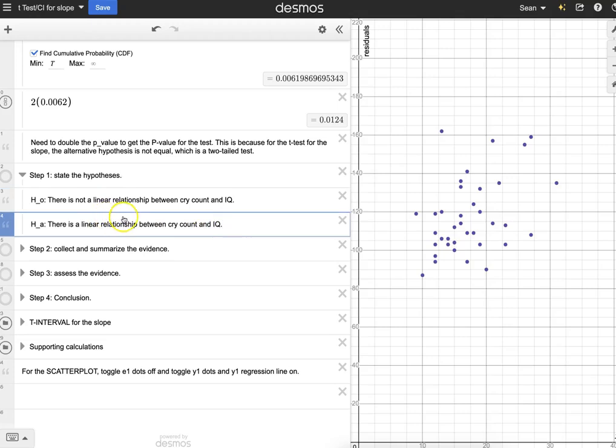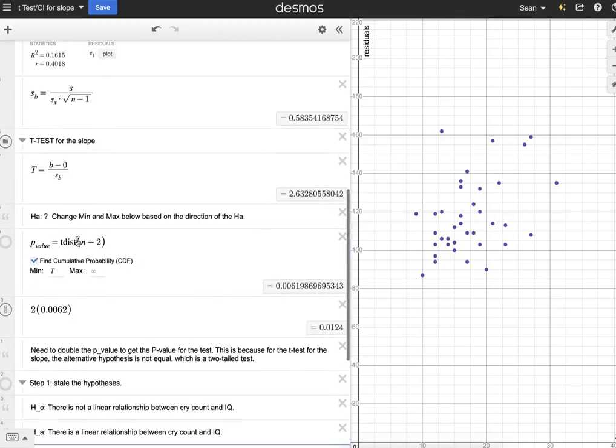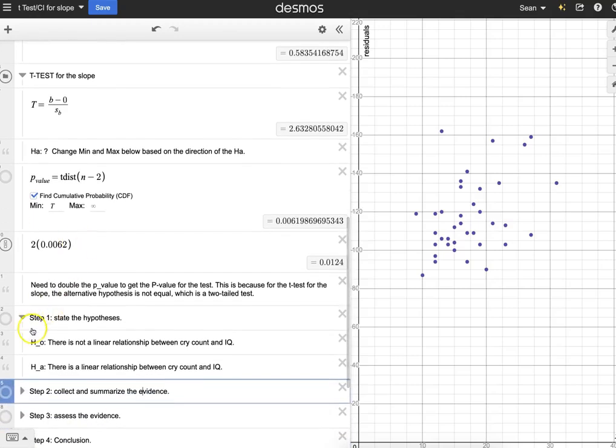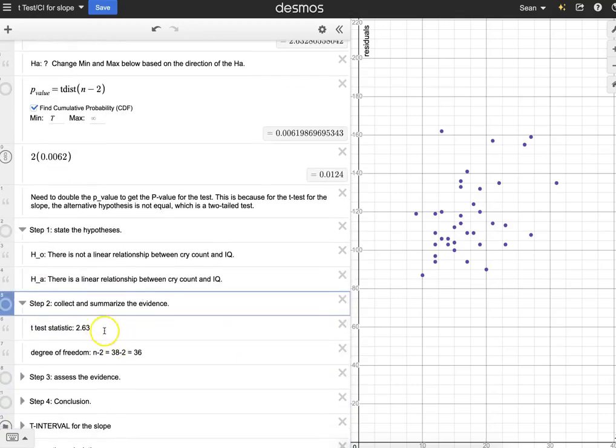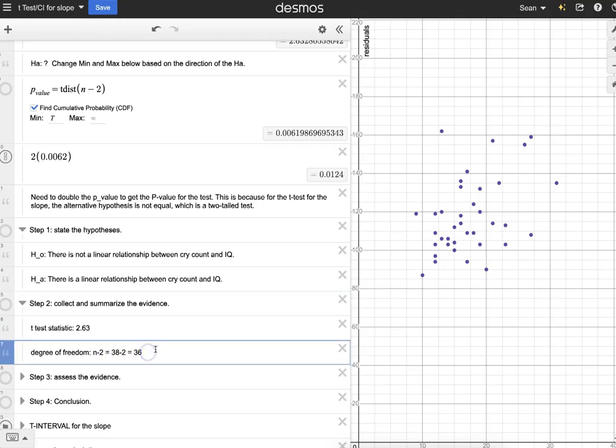The second step is to collect the data. The data were provided to us, so we would need to summarize this. We summarize the evidence in the form of the test statistic, which we were given by the calculator. It is 2.63. So the test statistic is 2.63. The degree of freedom is always n minus 2 for the t-test for the slope. N is 38, and so the degree of freedom is 36.